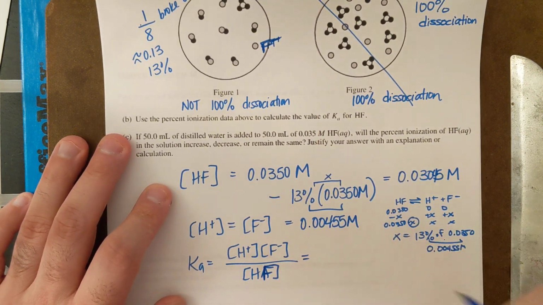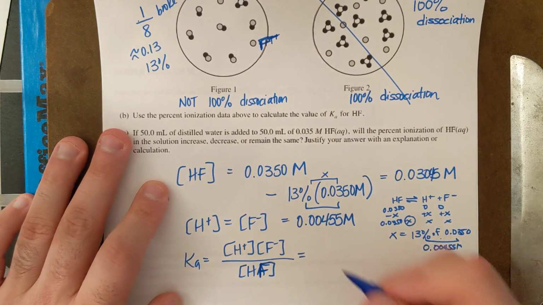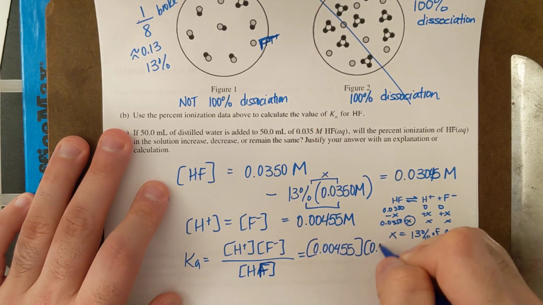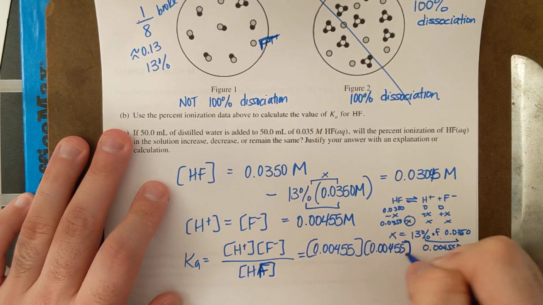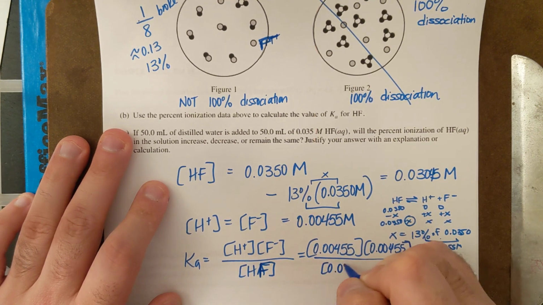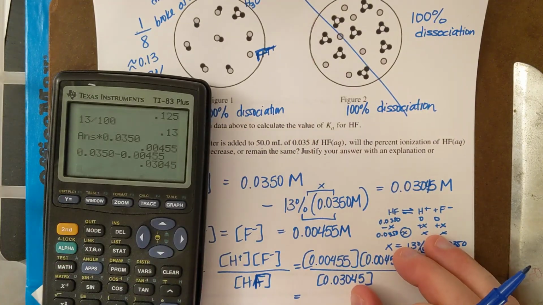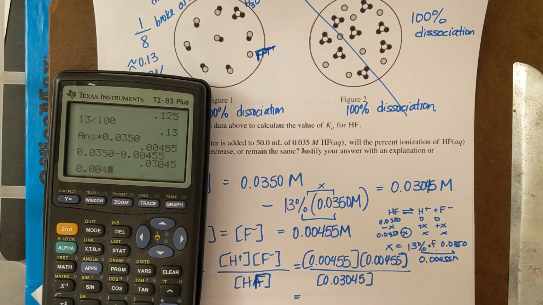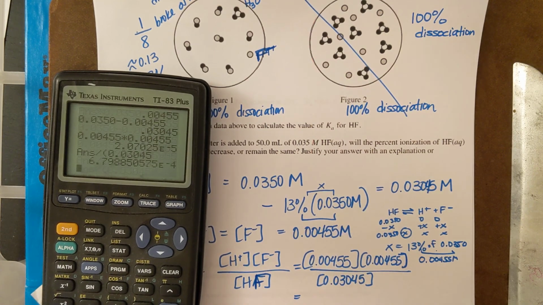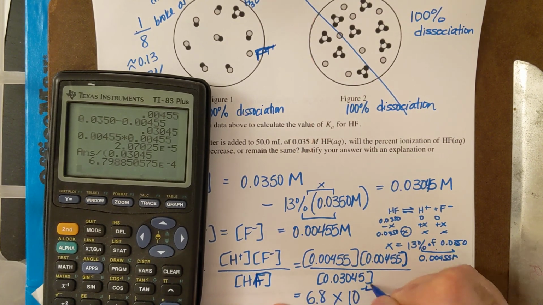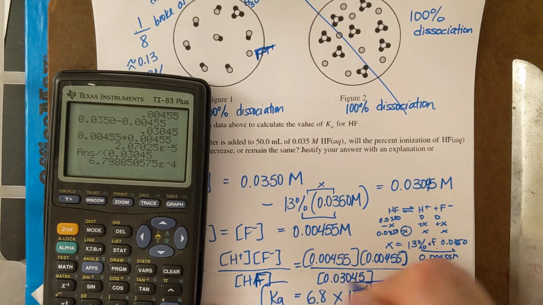And now I could plug those values in to get the Ka expression. So 0.00455, 0.00455, all over 0.03045. Plugging these in, I can get my value of Ka. 0.00455 times 0.00455 divided by 0.03045. And my Ka is 6.8 times 10 to the minus fourth. Definitely one of a weak acid.